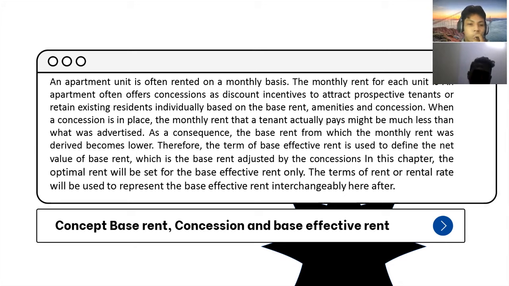When a concession is in place, the monthly rent that a tenant actually pays might be much less than what was advertised. As a consequence, the base rent from which the monthly rent was derived becomes lower. Therefore, the term base effective rent is used to define the net value of base rent, which is the base rent adjusted by the concession in this chapter. The optimal rent will be set for the base effective rent only. The terms rent or rental rate will be used to represent the base effective rent interchangeably hereafter.